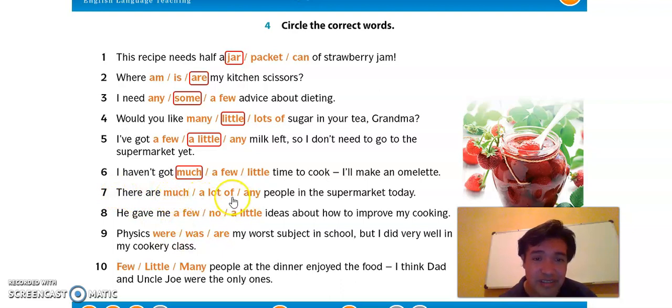There are much, a lot, any people in the supermarket today. People is countable, it's plural, so there are a lot of. Next, number 8. He gave me the ideas about how to improve my cooking. He gave me a few ideas. You can see it's plural, so that means that we have to use a plural container. So a few.